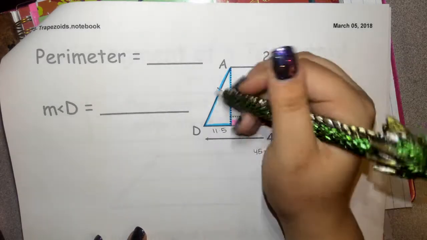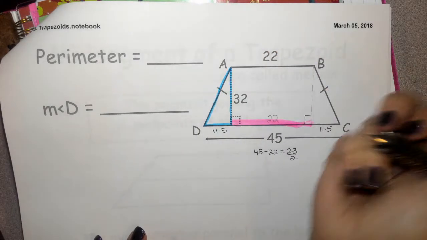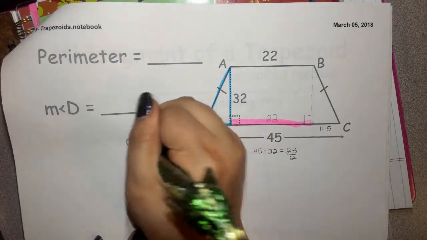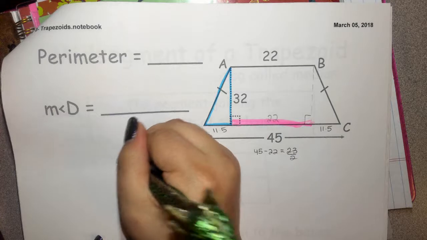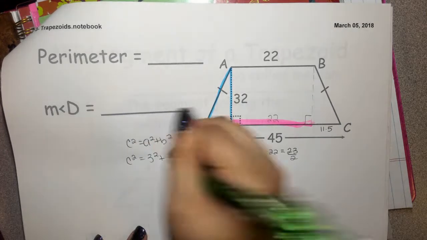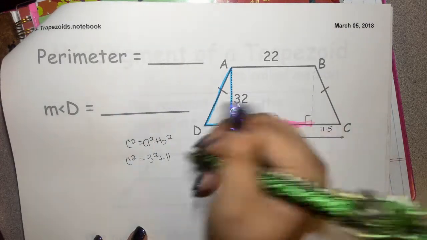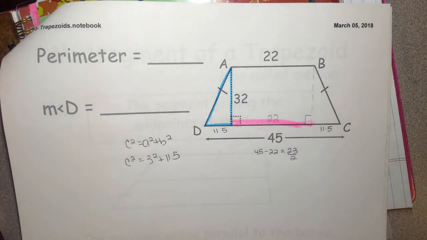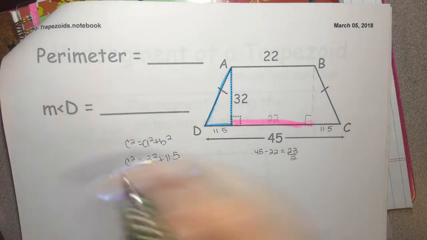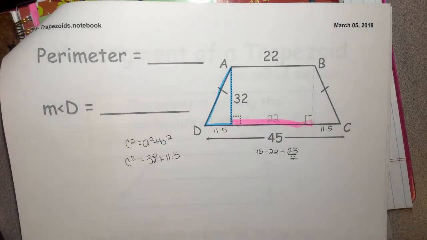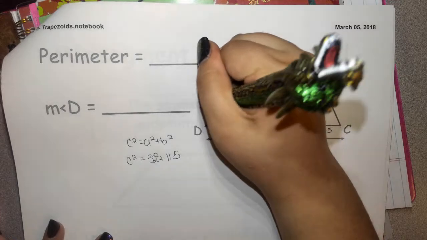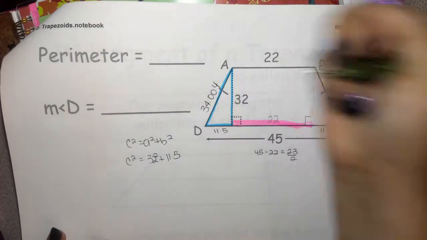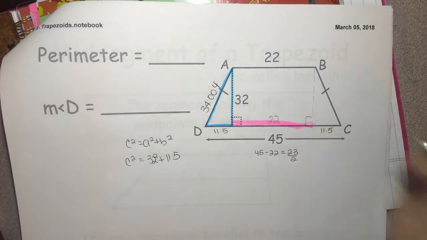Now, I have this. What do I do to find this side? Pythagorean theorem. So I'm going to do c squared equals a squared plus b squared. I'm going to tell you right now it's going to be an ugly number, like a square root of a decimal. 32 squared plus 11.5 squared, to the square root. It's 34.004.